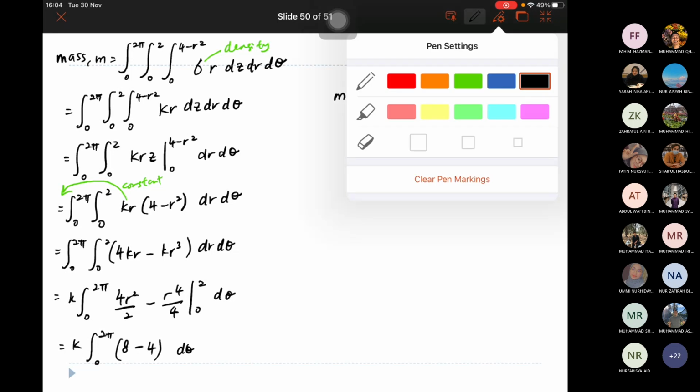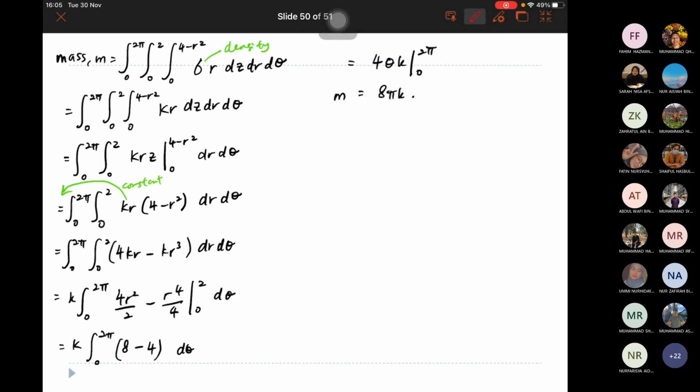And remember our aim is actually to find the centroid. Okay, X bar tadi akan sama dengan MYZ divided by M. Yang mana MYZ is the triple integral X sigma dV.